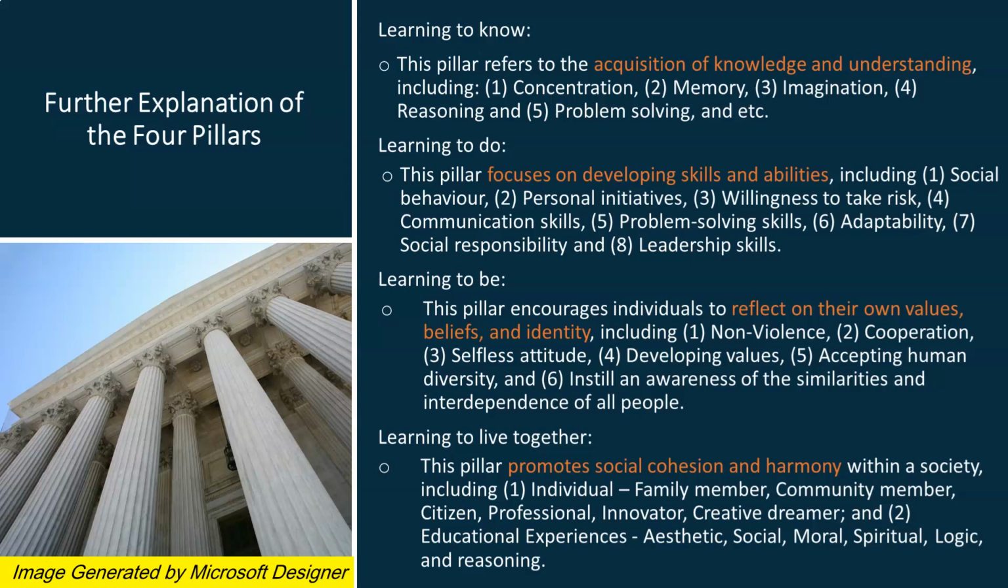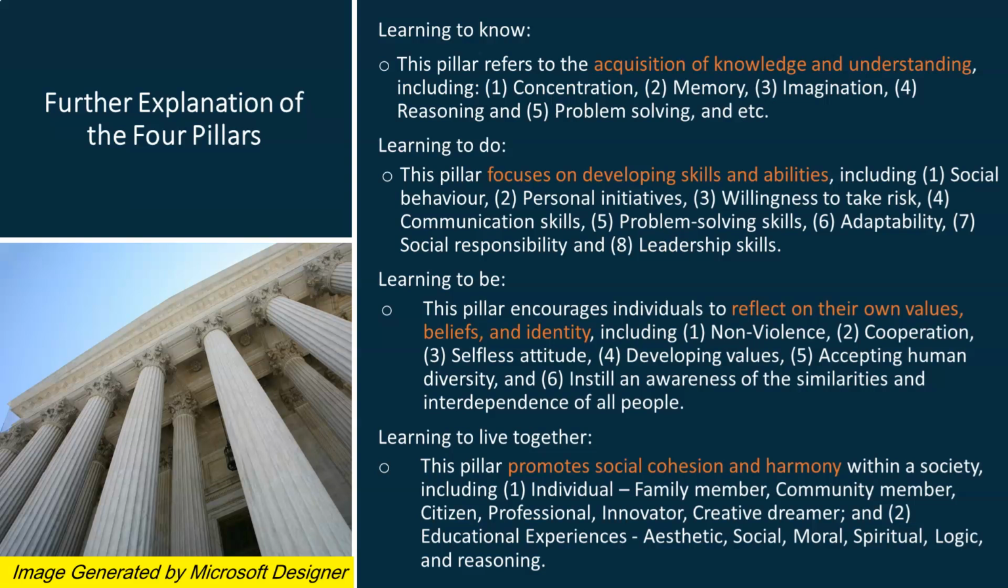3. The third pillar is learning to be. This pillar encourages individuals to reflect on their own values, beliefs, and identity. Values to be developed amongst students. 1. Nonviolence. 2. Cooperation. 3. Selfless attitude. 4. Developing values. 5. Accepting human diversity. 6. Instill an awareness of the similarities and interdependence of all people.